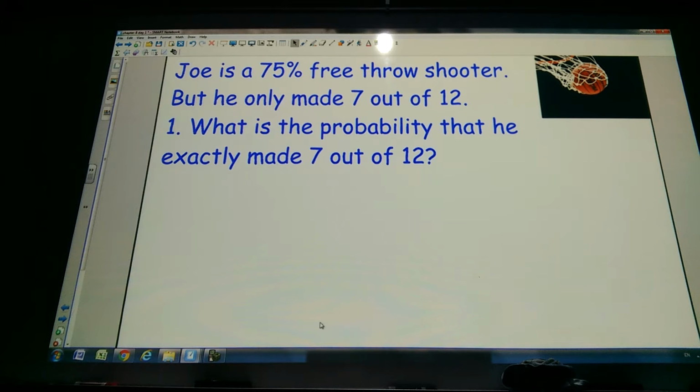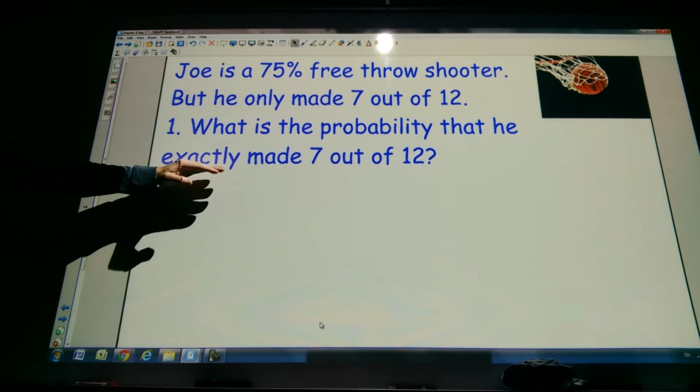and move on. Joe is a 75% free throw shooter. He shot for a very long time. We are going to assume that he's 75%. But he only made 7 out of 12 free throws in the game, which is just a little bit above 50%. What is the probability that he makes exactly 7 out of 12?